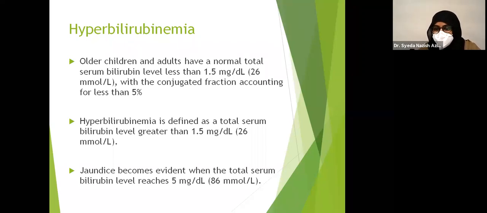However, this cutoff is different for the neonates. It's dependent on their age and their risk factors. We will talk about it a little bit later. We usually start seeing jaundice clinically when the serum total bilirubin level has exceeded 5 milligram per deciliter. Under that, usually it doesn't become clinically evident.